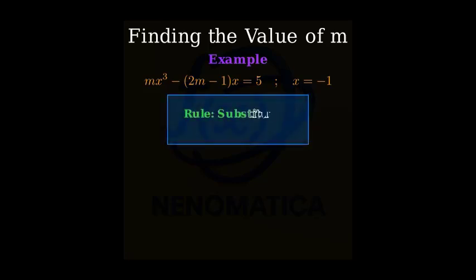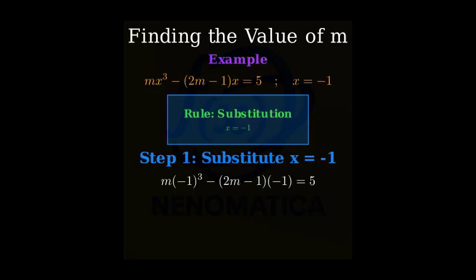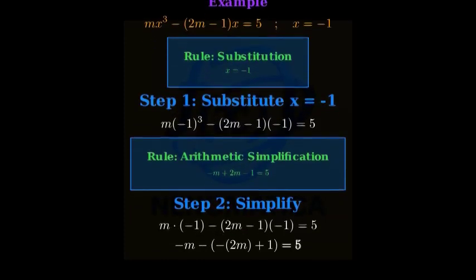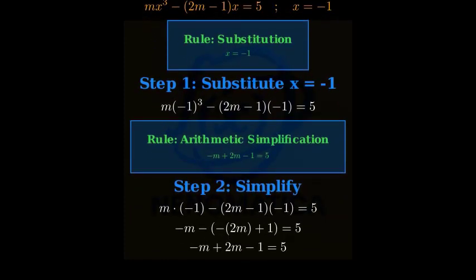Since we know that x equals -1 is a solution to this equation, we'll substitute this value into the equation. Let's substitute x equals -1 into the original equation. We get m times (-1) cubed minus (2m minus 1) times -1 equals 5. Now, let's simplify this expression. First, we calculate (-1) cubed, which is -1. So we have m times -1, and then we multiply -1 by what's in the parentheses. Multiplying by -1 will change the signs within the parentheses. So we get -m minus (-2m plus 1) equals 5. This simplifies to -m plus 2m minus 1 equals 5.